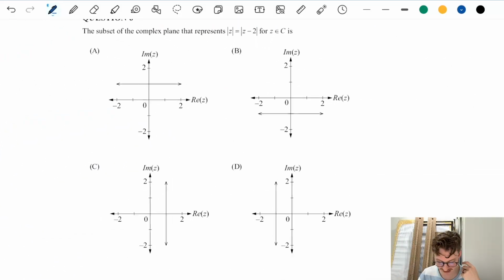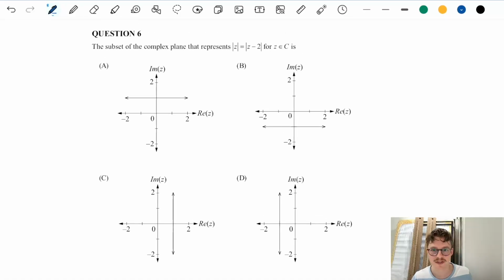Alright, question 6. Complex numbers. Oh my god, I nearly dropped my water bottle.